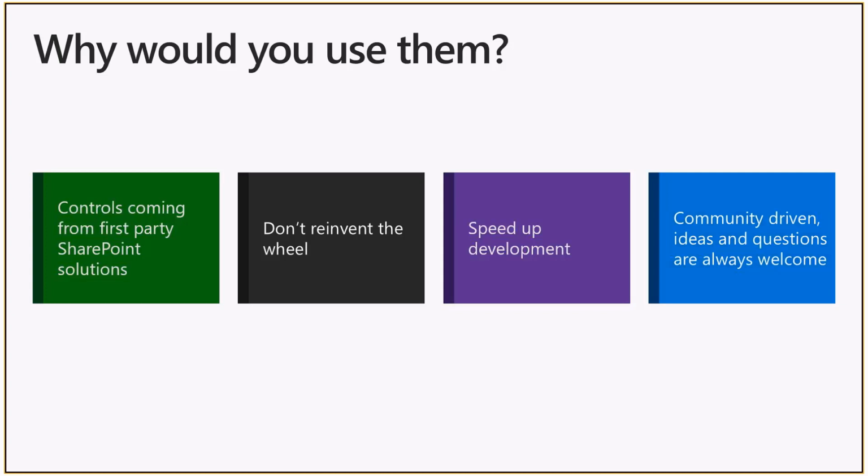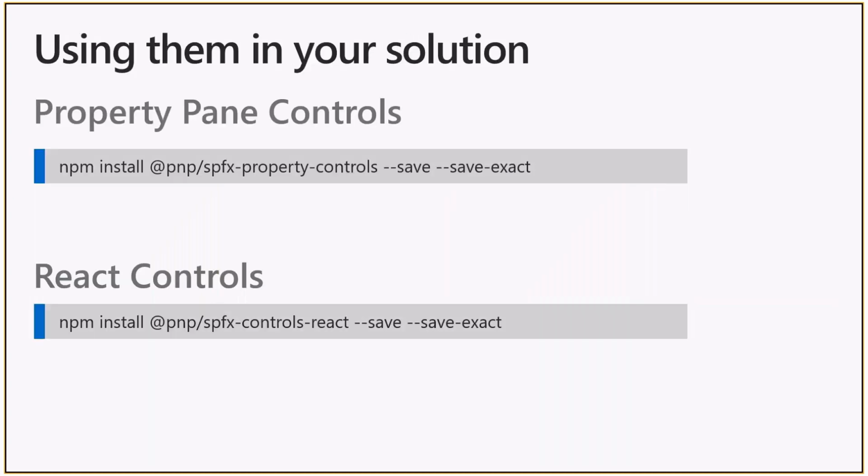Now, we talked about already that there's two sides, so two kinds of controls. There's the property pane controls, and these are for configuring the web part. So whenever you put the web part in edit mode, this is the panel on the right side which is visible. And we do have a set of controls there. You'll use that by running the npm install command within your SharePoint Framework solution. And in here, we'll do --save, which will add that package to the package.json file. So whenever another developer pulls down the source code, it will actually have the reference to those controls.